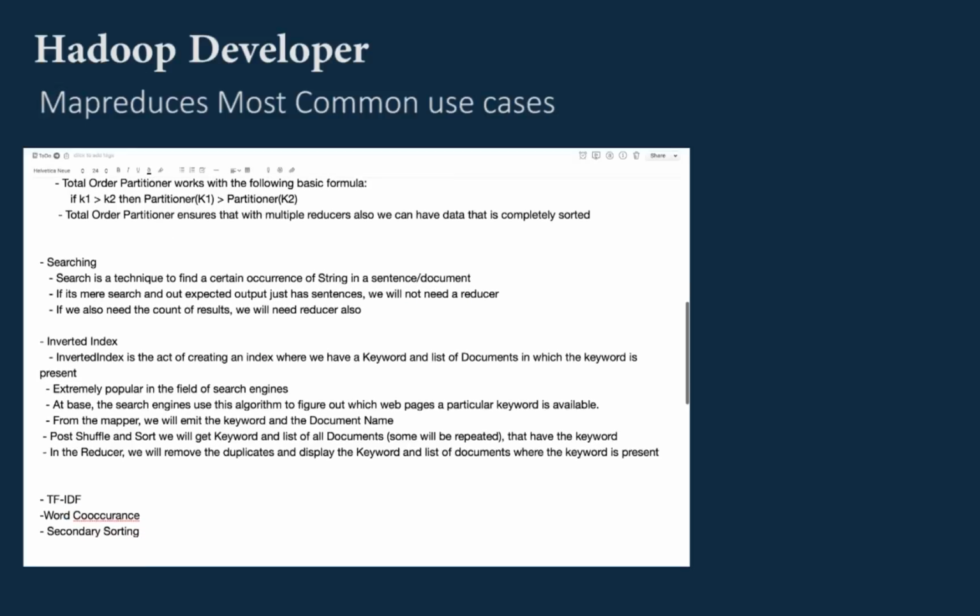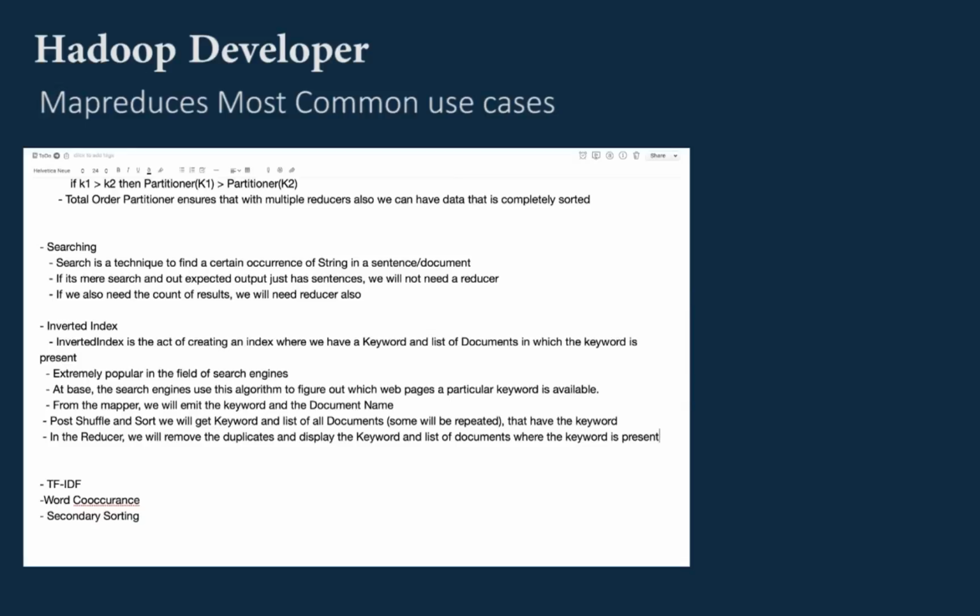So this is how inverted index works. Inverted index is an act of creating an index where we have a keyword and a list of documents in which the keyword is present. Extremely popular in the field of search engines. At the very base, search engines use this algorithm to figure out which web pages a particular keyword is available on. In the mapper, we will emit a keyword and the document name. The document name can be extracted from the block name.